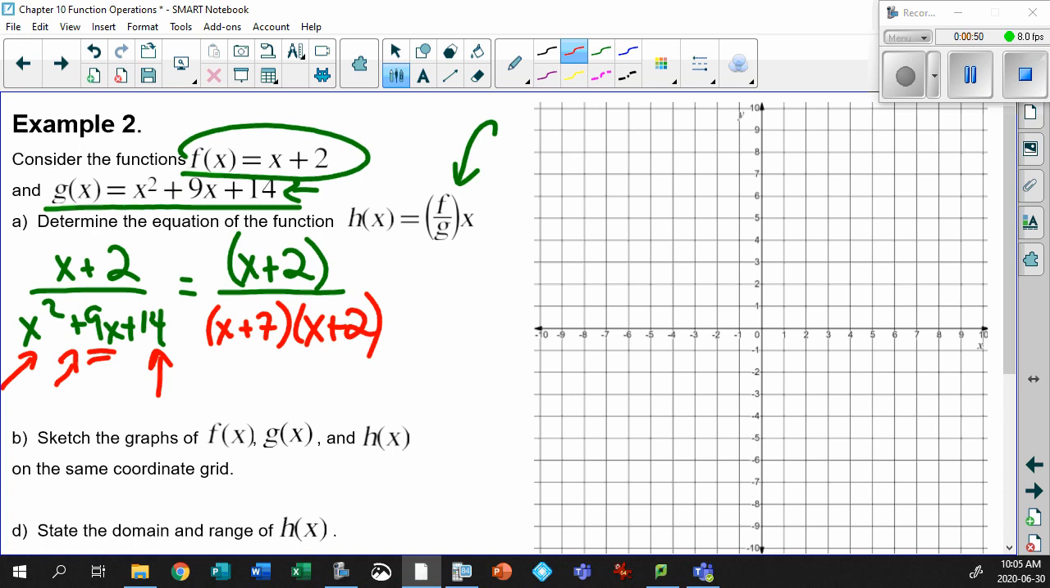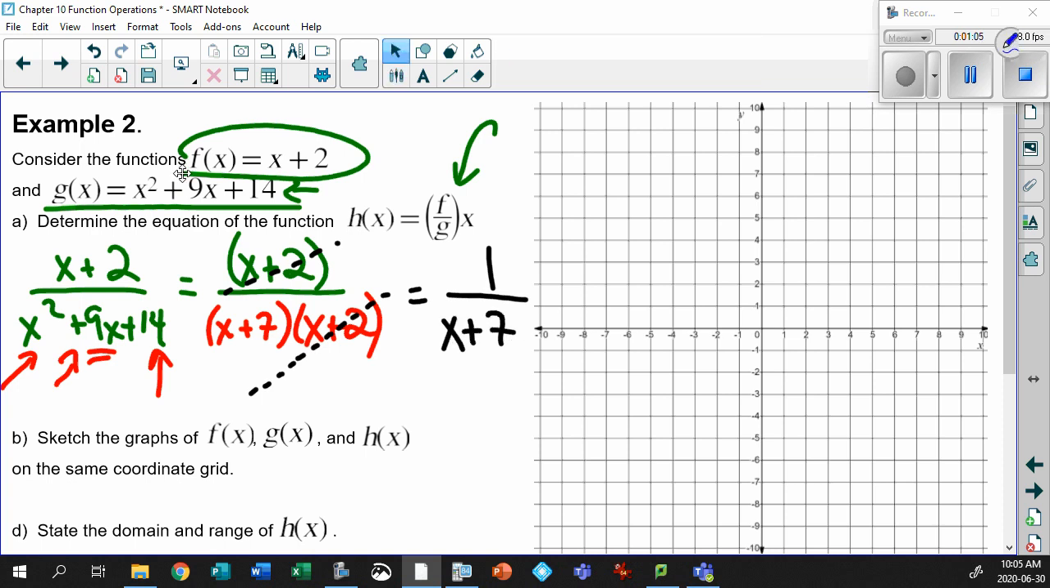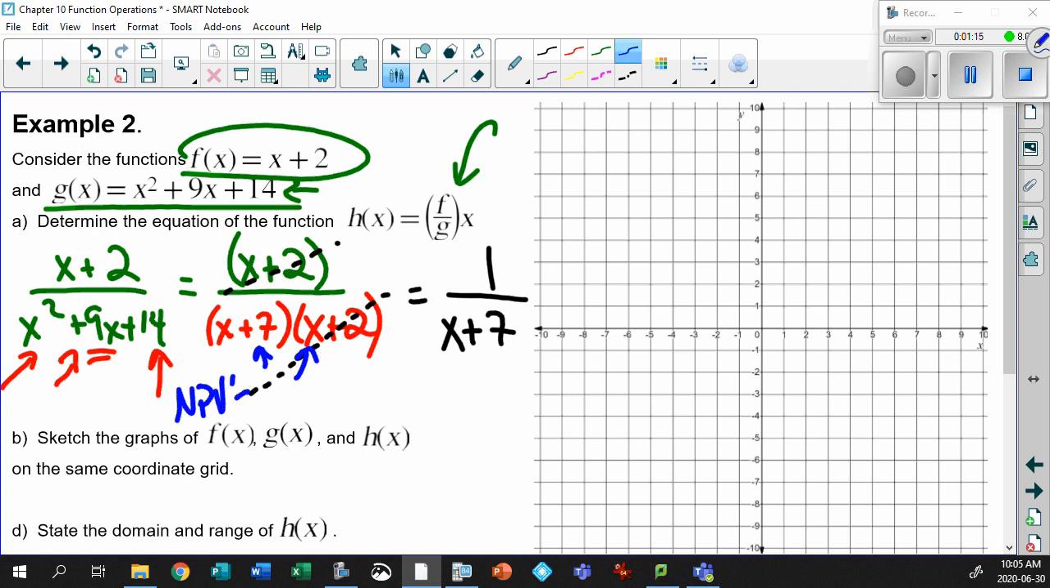Now, check this out. This is really quite cool. What's going to happen is these x plus 2's are going to end up canceling out to leave us a resulting function of 1 over x plus 7. But if you remember your math 20-1, you have to include both the non-permissible values here. In other words, you've got to tell me what are the NPVs before canceling. And you can figure that one out in your head. That's going to be x cannot equal to minus 7. And x cannot equal to minus 2.